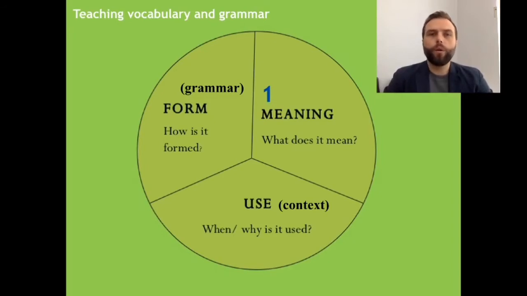Okay, so when we're introducing new words and new expressions, meaning is the most important thing to focus on at first. Okay, so yeah, the reason is that if we don't know what it means, then use and form is kind of irrelevant, right? If we're just learning some expressions and we haven't learnt the meaning yet, then it's kind of meaningless. Okay, so yeah, meaning should be your first focus.